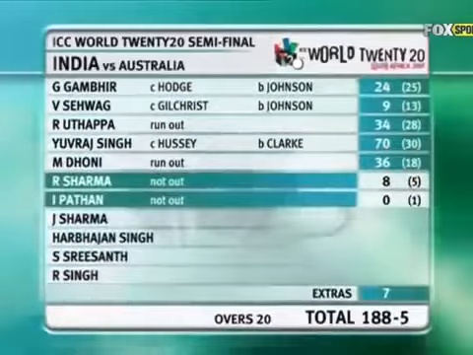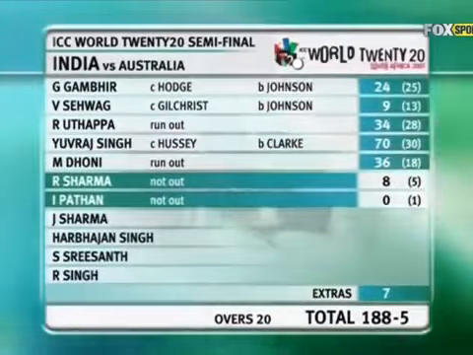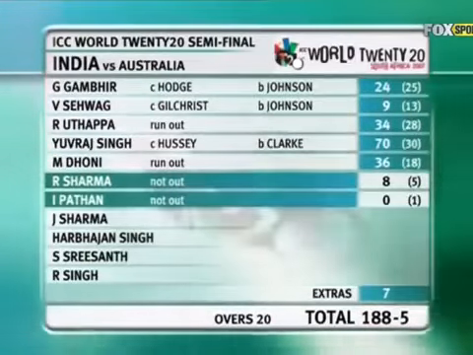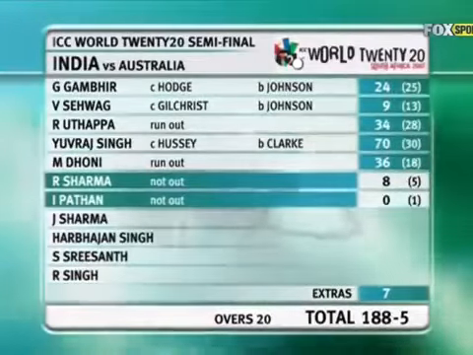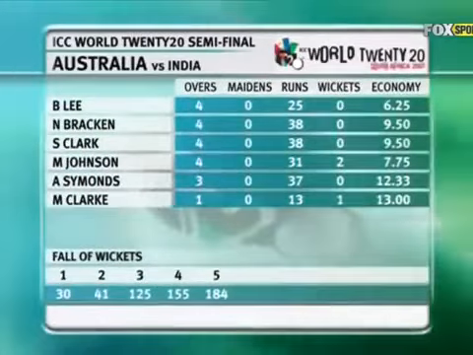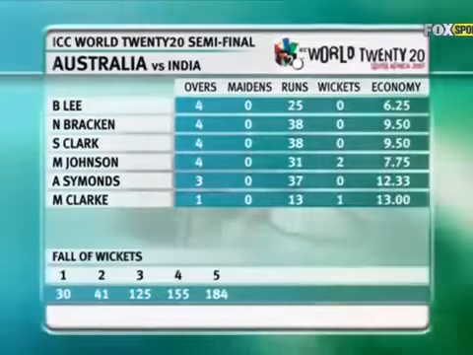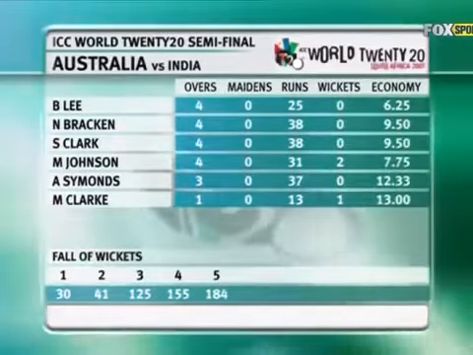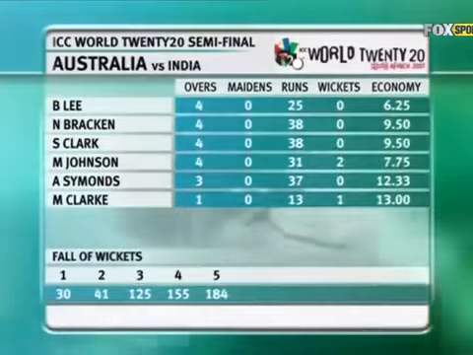India, a respectable 188 for 5 with a magnificent 70 from Yuvraj Singh from just 38 deliveries, 5 fours and 5 sixes, translated to a strike rate of 233, and Mahendra Singh Dhoni with 36 and his strike rate 200. The Australian bowlers, Brett Lee, none for 25 in 4, Nathan Bracken, none for 38 in his 4 overs, and Stuart Clark, none for 38 in his 4. Mitchell Johnson, 4 overs, 2 for 31, Andrew Symonds, 3 overs, none for 37, and Michael Clarke, 1 over of left arm spin, 1 for 13.